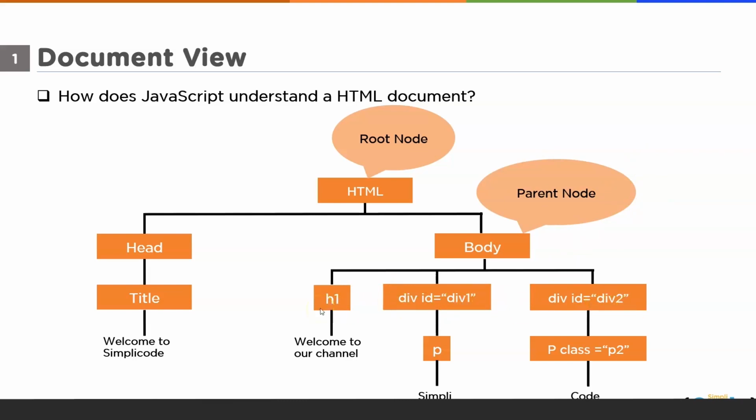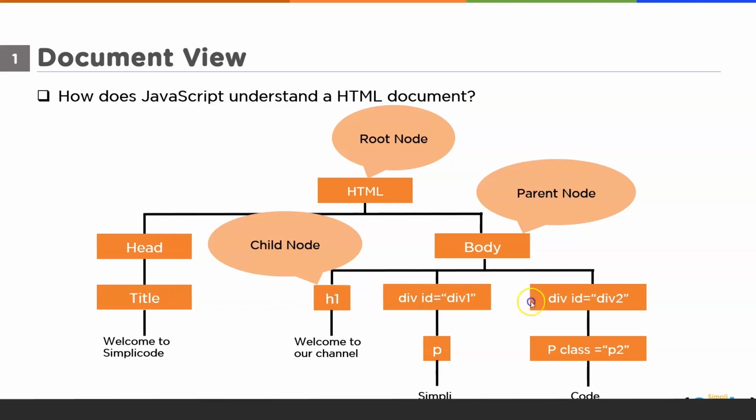We have an h1 tag, and similarly head is also a parent node as well as a child node. A child node to this HTML and a parent node to title, right? So the HTML tag has two children, which are head and body. The head is the first child and the body is the last one. Here you can see we have the h1 tag, and this h1 tag is the child node of body tag. So these all are the child nodes.